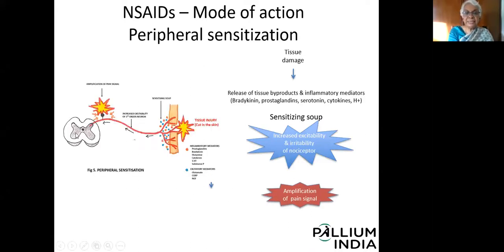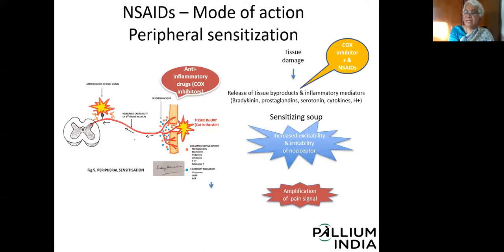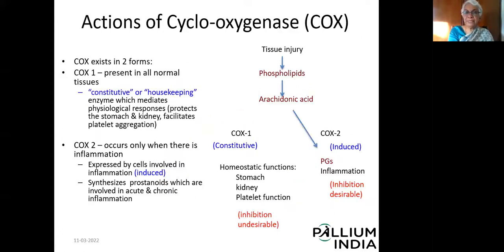Now, this is another example. You have the peripheral nerve, and this is the nerve ending, and this is the tissue. When tissue damage occurs, these inflammatory mediators are released, which include prostaglandins. And this is called peripheral sensitization. So an anti-inflammatory drug actually acts at this level and prevents the inflammation. This peripheral sensitization depends on the extent of tissue damage. The more the tissue damage, the more the peripheral sensitization, and the more the amplification of the pain signal.